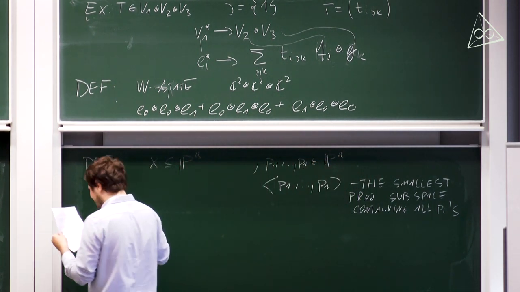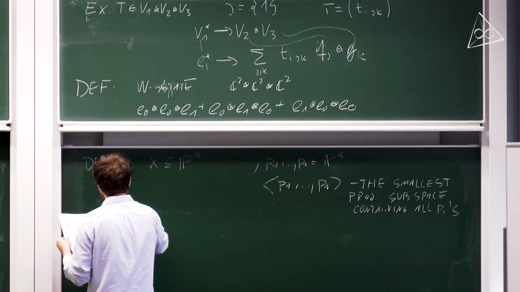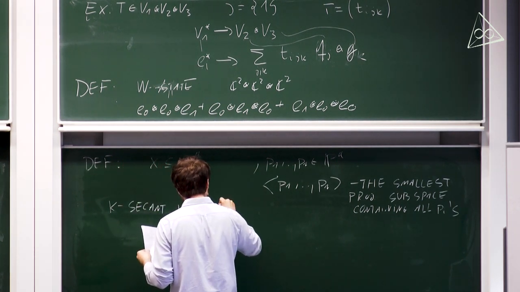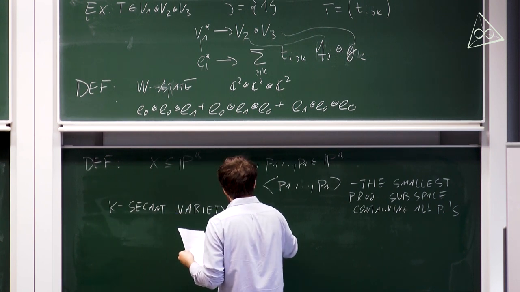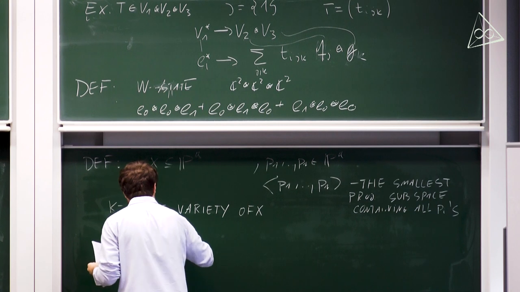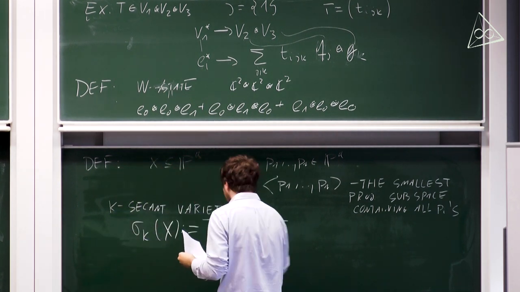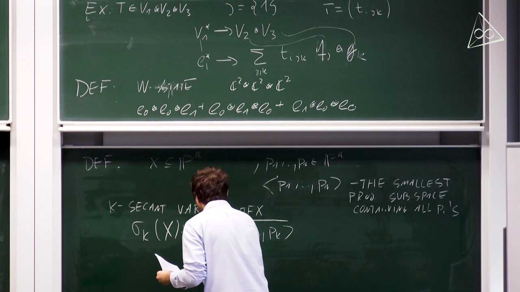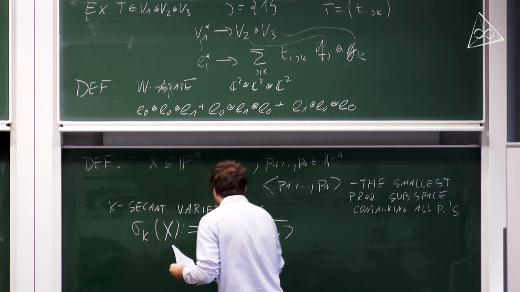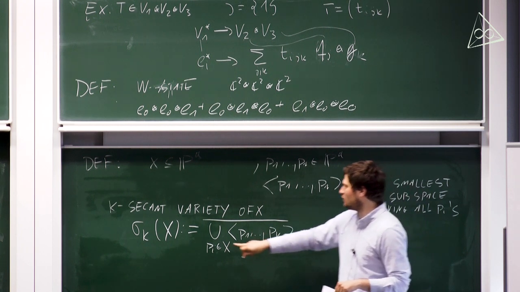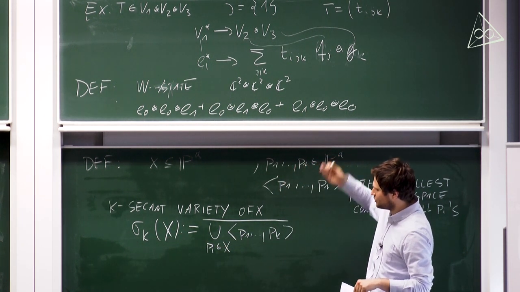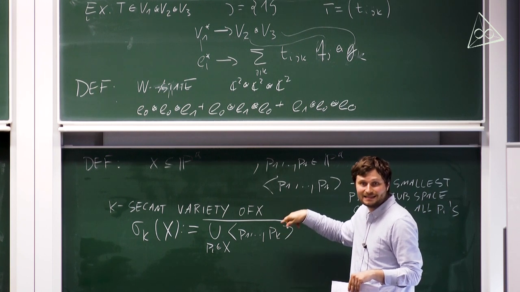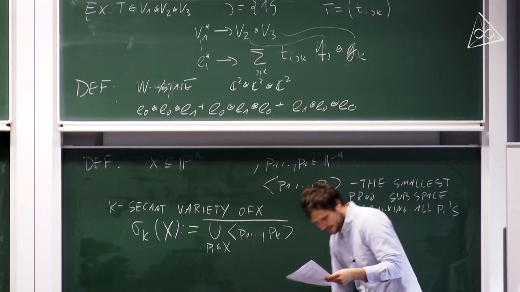Okay. Now I define the secant variety, the kth secant variety of X, that's by definition the closure of the union of the span of P1 up to PK for PIs in X. So I take all possible K tuples of points in X, I take the smallest projective subspace that contains them, I take the union, this is an infinite union, and what I get might not be closed. I close it. Okay?